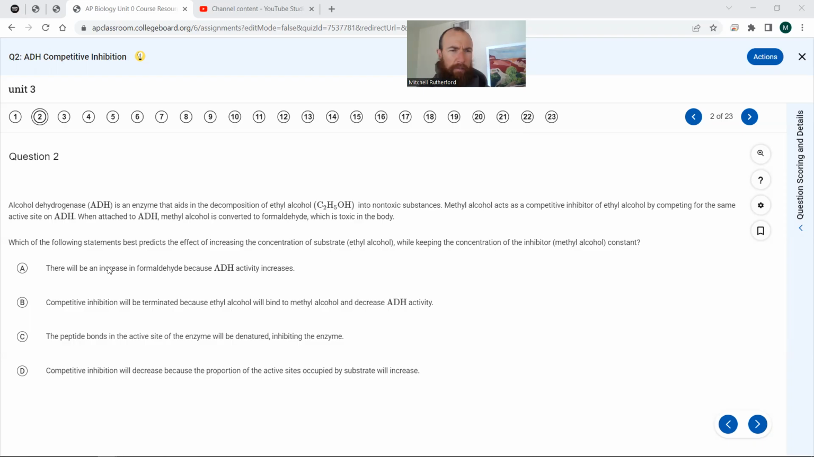Okay, for this one, I do feel like reading the actual question first. Enzyme that aids in the decomposition, not dehydration synthesis, but the decomposition of ethyl alcohol into non-toxic substances. This could be happening in the smooth endoplasmic reticulum. Methyl alcohol acts as a competitive inhibitor to ethyl alcohol by competing for the same active site in ADH. Okay, so this is our concept in an enzyme: it has active sites and it has inhibitors, activators. It has its designated binding molecule, which is called a ligand.